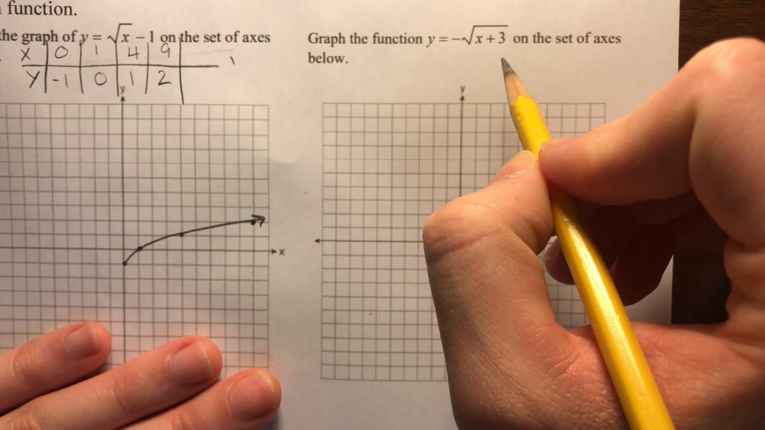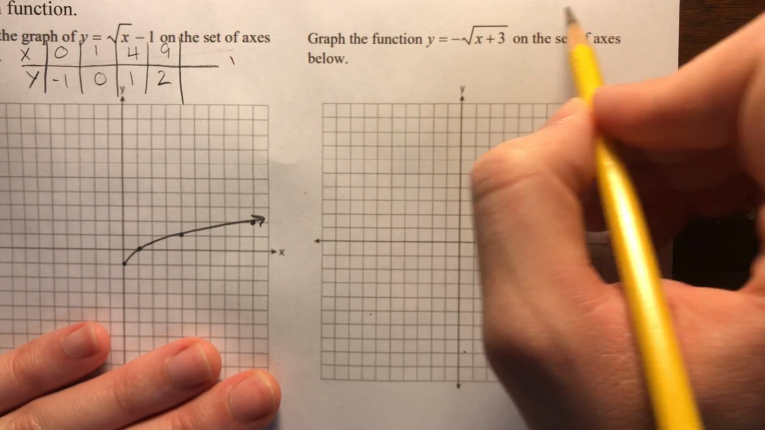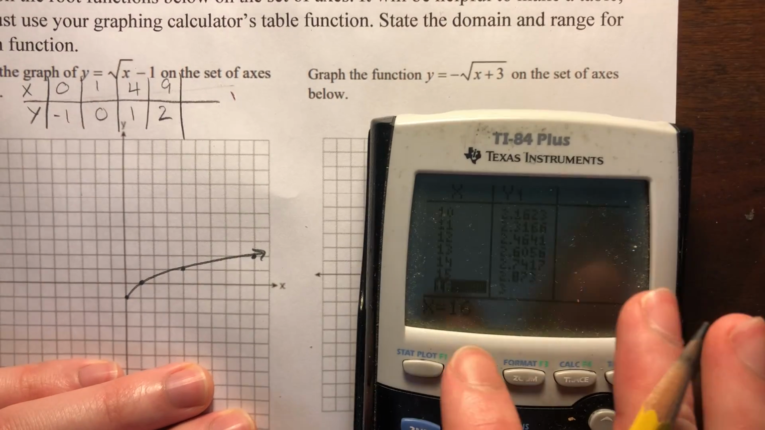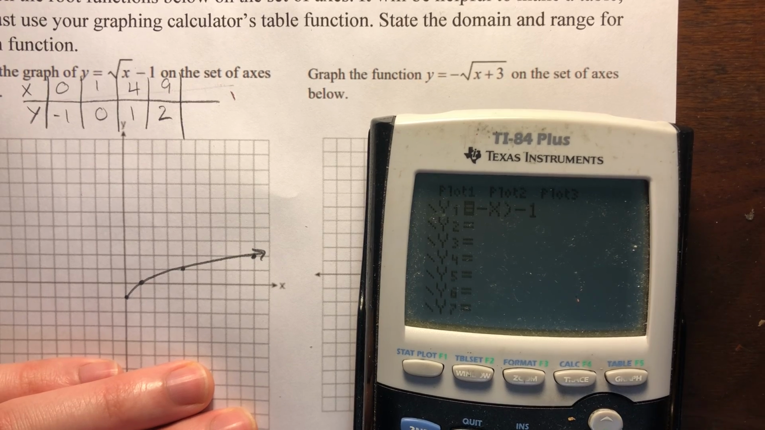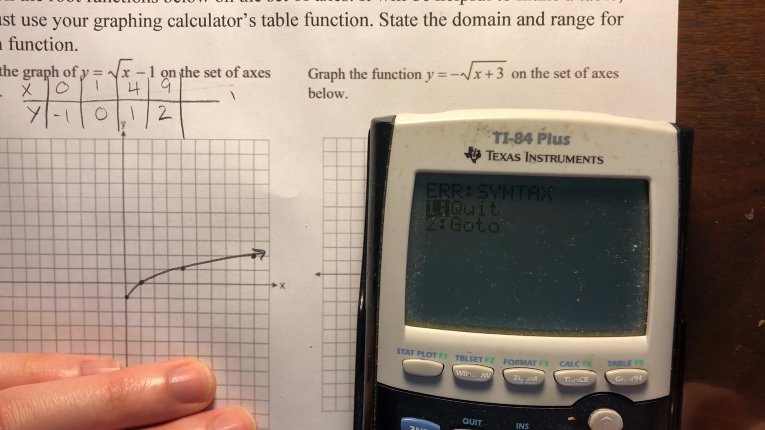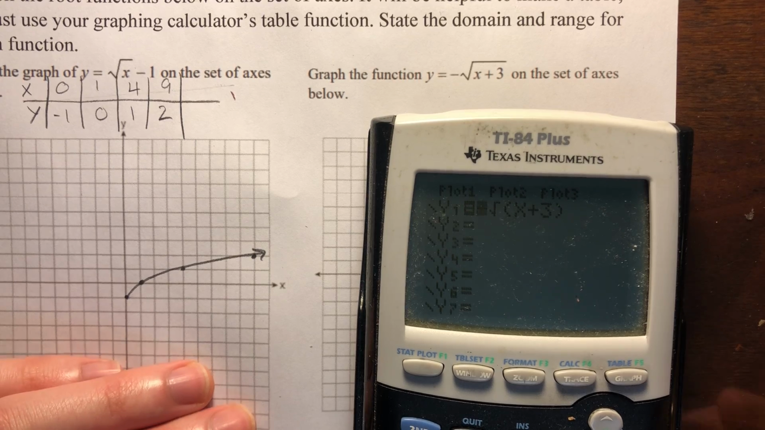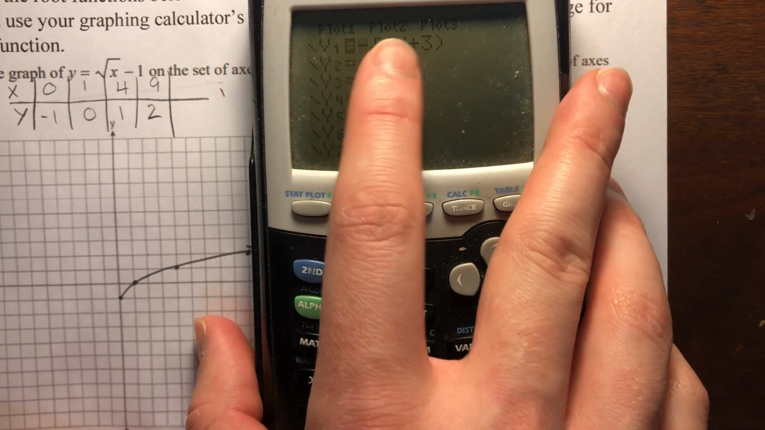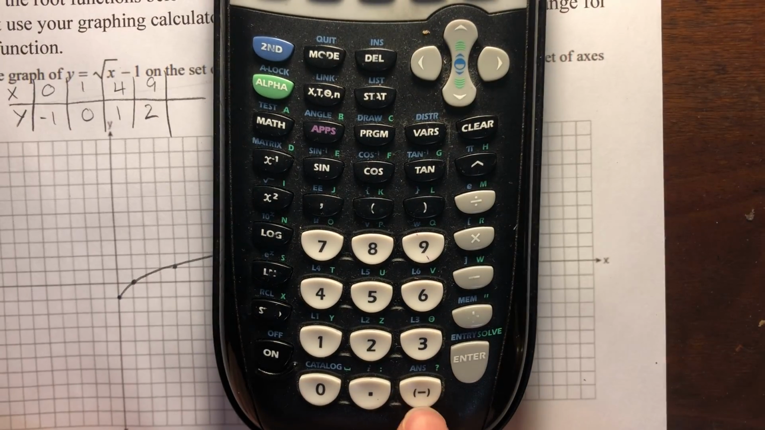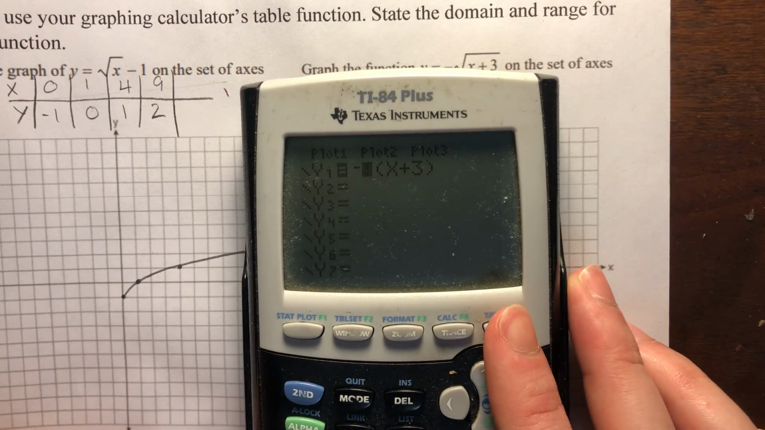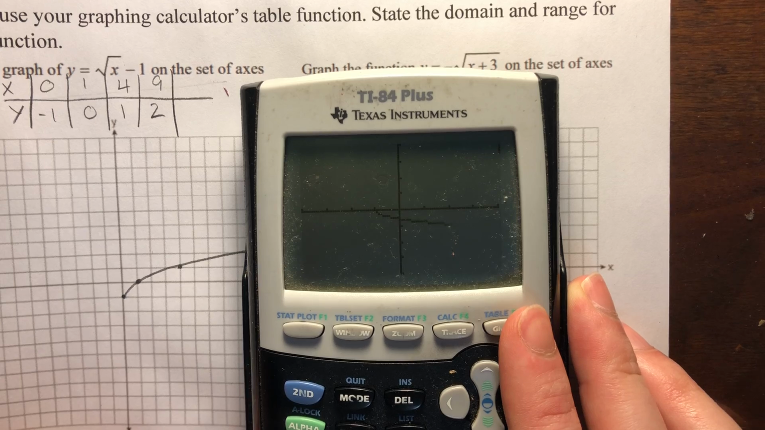All right, graph the function y equals negative root x plus 3. So when I'm putting this one in, it's going to look a little bit different. I'm going to put the negative sign in front, then the square root, then x plus 3 in my calculator. Oh, I made an error, one that I tell you guys not to do all the time. I put the minus sign there. Make sure you put the negative button down here. That's what you want to press instead. So that should give me no problem when graphing this.